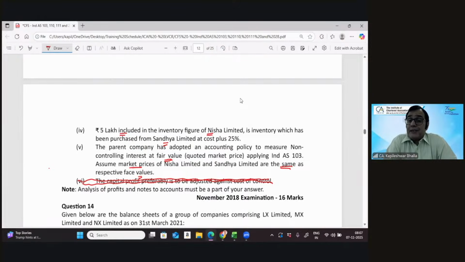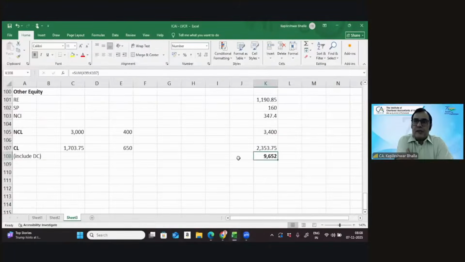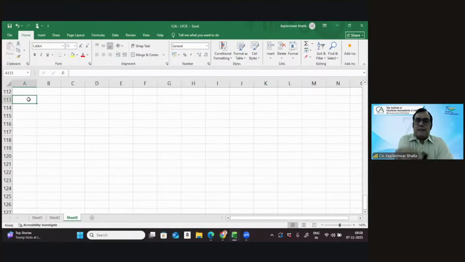Then it says analysis of profits and the notes to accounts must be a part of your answer. Since it is a case of chain holding, it is basically making everything double. You need to do two analyses, you need to get two net assets, two NCIs, two goodwills. Everything is going to become double because there are two subsidiaries in this particular case. So let's begin the journey. I'm just going to add question number 13.